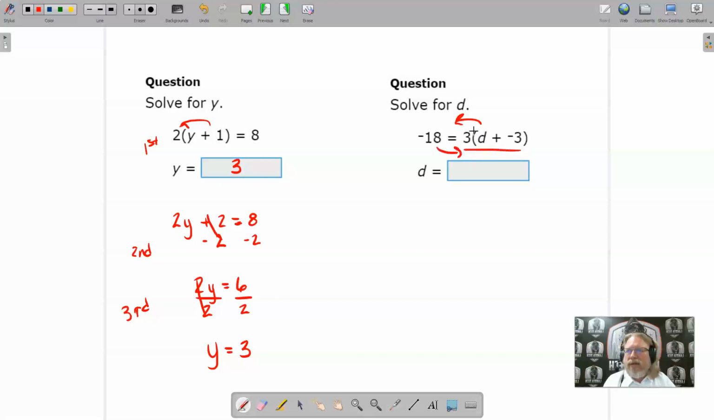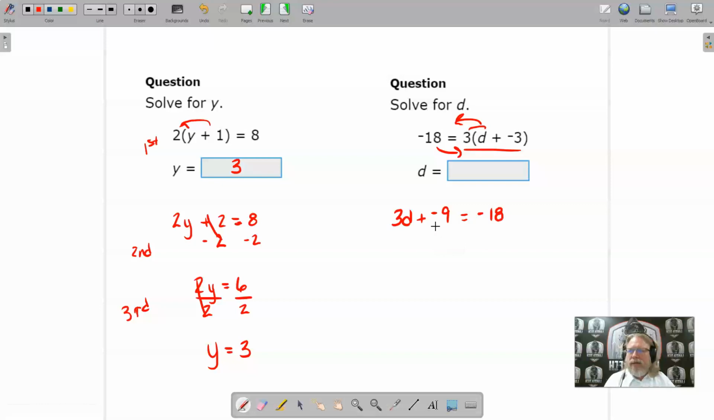So first I'm going to do the distributive property. 3 times d is going to be 3d. And 3 times negative 3 is going to be negative 9. All right, 3 times 3 is 9. And that's a positive times a negative, so we get a negative. And if you really wanted to, we could recognize that as plus a negative 9. That would work also. And then we have negative 18.